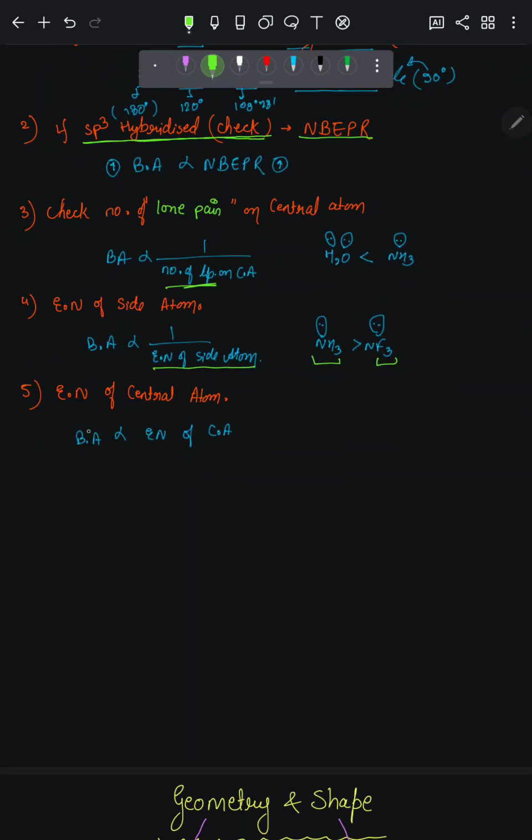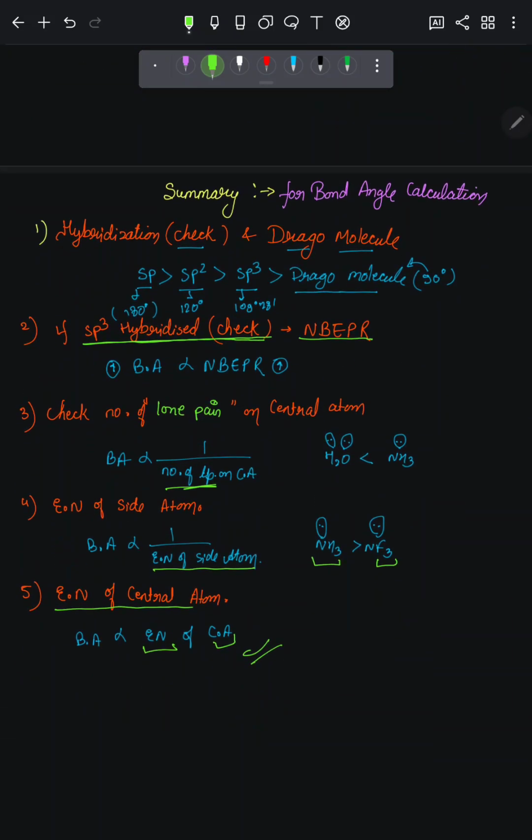After that, the electronegativity of the central atom. This is the last thing that we need to check for calculation. So bond angle is directly proportional to the electronegativity of the central atom. These are also important points which we need to remember.